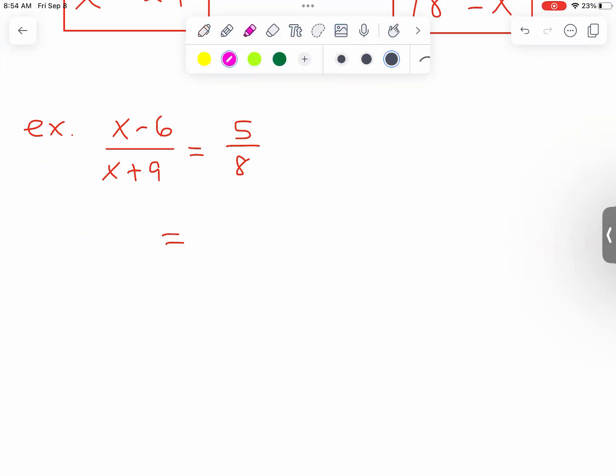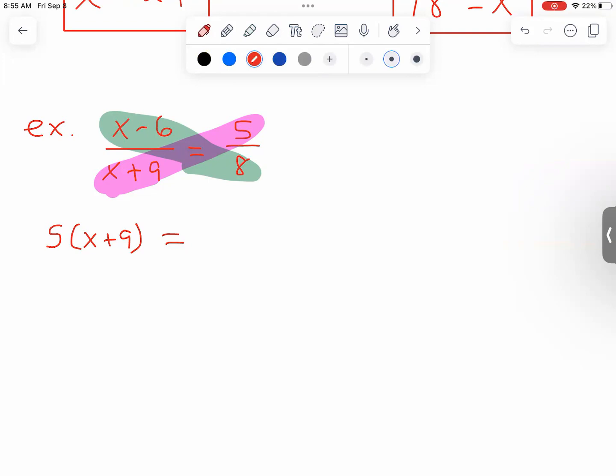So I will cross multiply first. So I'll do 5 times x plus 9. But here's what I can't forget to do. I do 5 and then parentheses x plus 9. Okay, because I'm doing 5 times that whole thing in parentheses. I'm also going to cross multiply the other way. So I'm going to do 8 and then parentheses x minus 6.